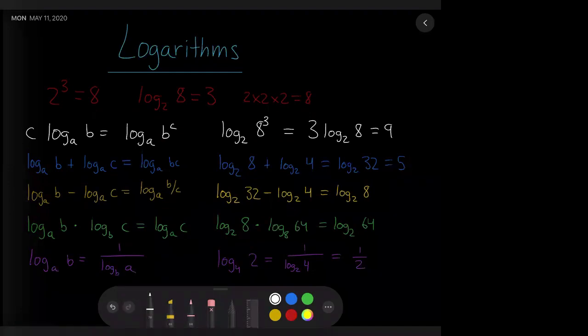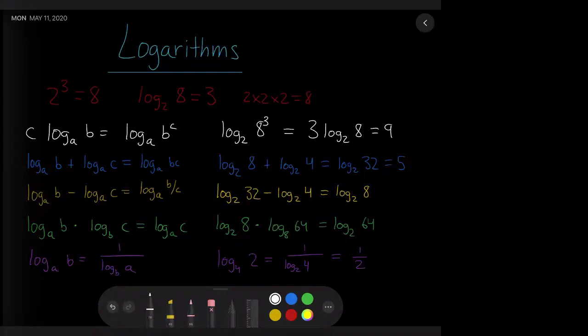So let's just go over some properties of logarithms with some examples. Our first one says that c log_a b is equal to log_a of b to the c. Let's see an example of this to make it a little bit more clear, because notation is very hard to understand when you first see it.